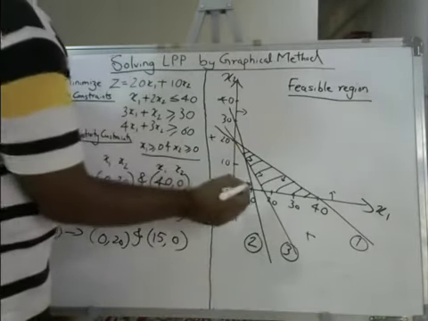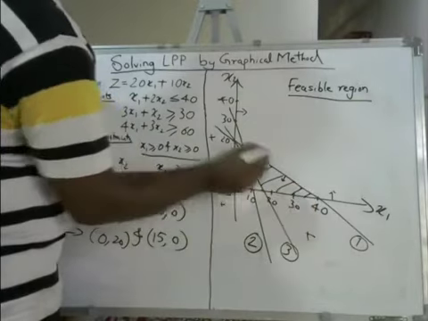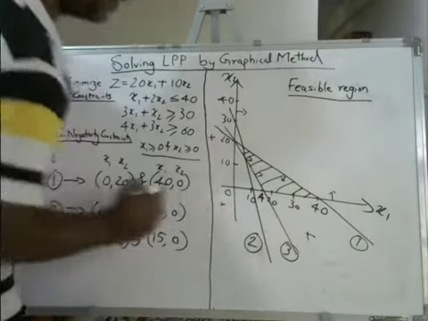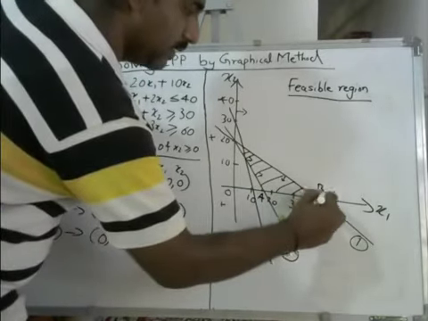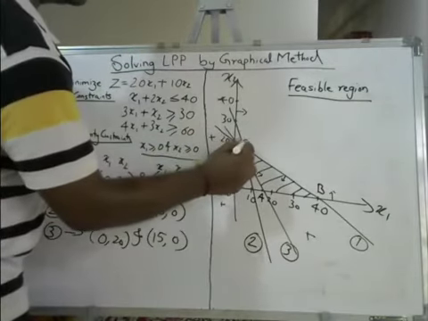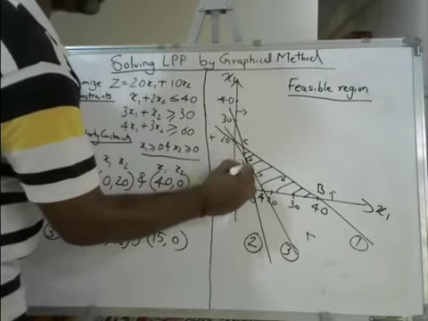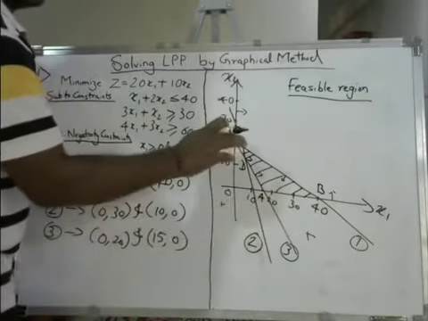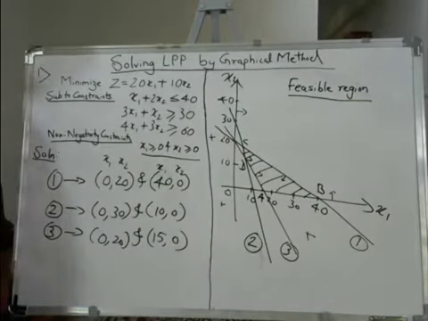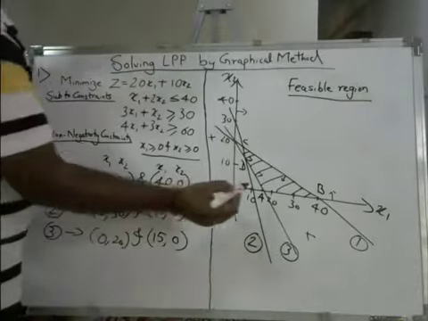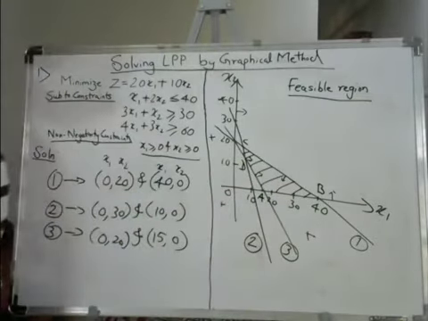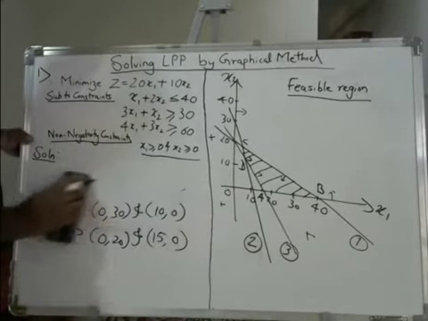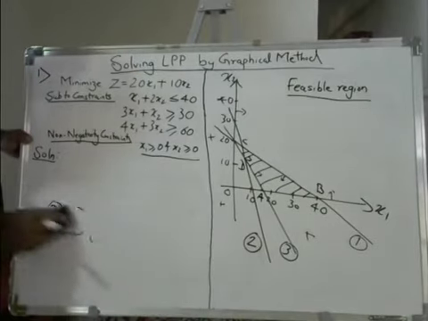Now there are 4 points of the feasible region area. We need to name them. The first point we can name as A, the second point as B, the third point as C, and the fourth point as D. This is A, B, C and D. Now the next process we need to follow is to find the coordinates for A, B, C and D. To find that, I'll erase whatever I have written here, because it is no longer required by us as of now.